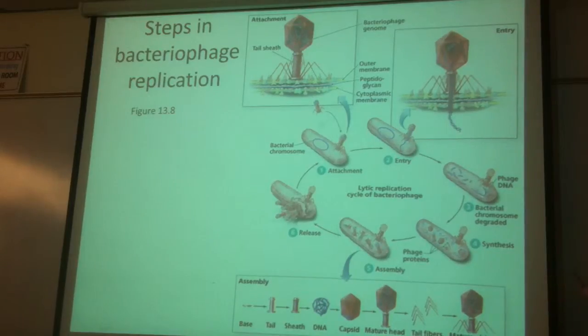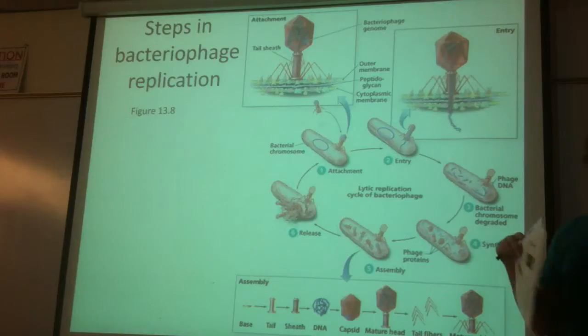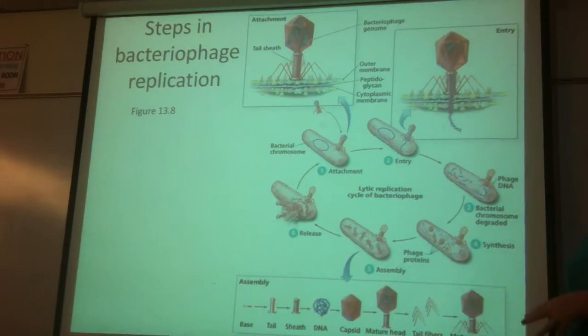Then you have to start assembling. For some of these bacteriophages, there are a lot of little parts. You can see you have the base, tail, sheath, DNA, capsid. You put it all together, you get the mature head. And then once you have the head piece, you have to put the tail pieces on, the tail fibers, so you can finally get a mature phage. What within the cell actually assembles these parts once they're made? Proteins. So the virus actually codes for making proteins to assemble the parts. Mm-hmm. The virus codes for everything it needs to make more of itself.